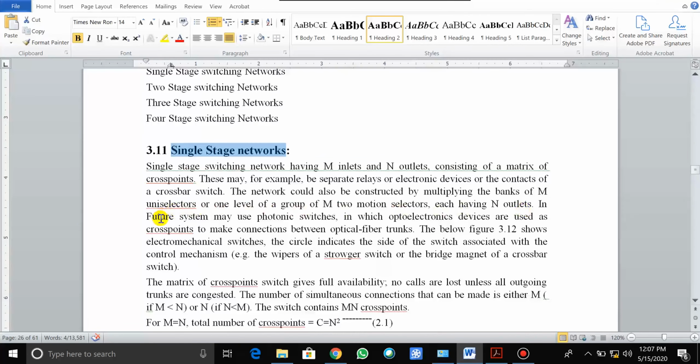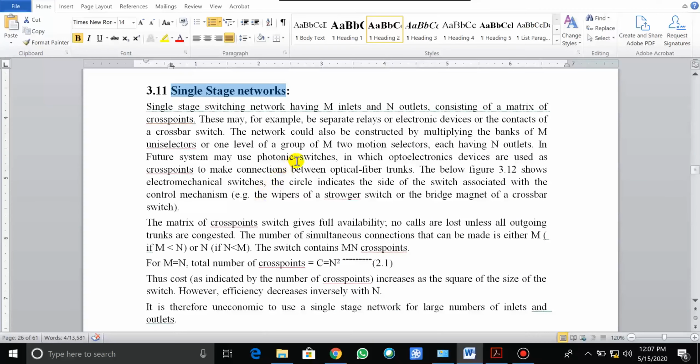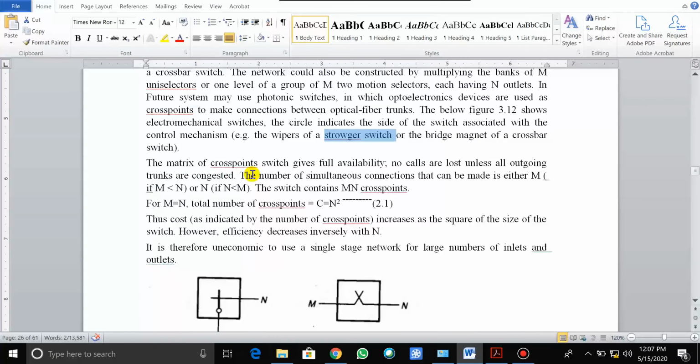Further, the system may use photonic switches, in which photoelectronic devices are used for cross points to make the connections between the optical fiber trunks. We have electromechanical switches, and the circle indicates the side of a switch which is associated with the control mechanisms. For example, we have the Strowger switch, which we discussed in module number 2. The matrix of crossbar points gives full availability, so no calls will be lost unless all trunks are in congestion.